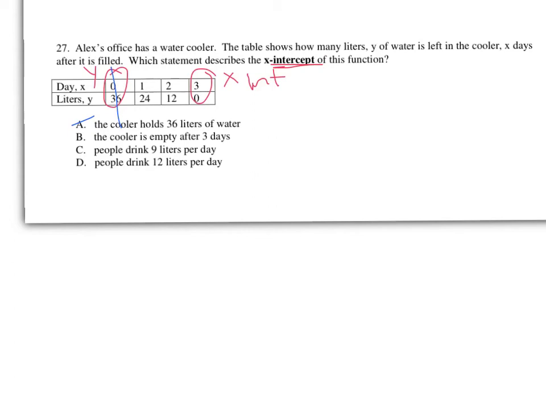Okay. B, the cooler is empty after 3 days. That is true. That is what that x-intercept means. C, people drink 9 liters per day. Well, if I look at the difference between 36 and 24, that's 12. So that's not even the right number. And D, people drink 12 liters per day. Well, that is true. But that's not the question they're asking. They're asking, once again, what is the meaning of that x-intercept? They don't want to know what the rate of change is. This gives me the rate of change. They only want to know, what does this point specifically mean? So B is our answer choice.